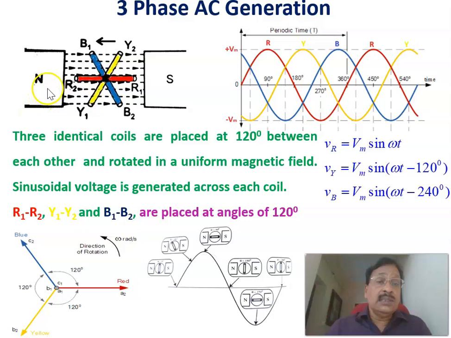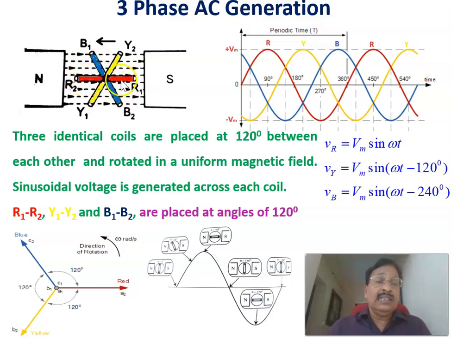Pictorially, this system is represented as three coils. They are kept in between two magnets, that is, a north pole and a south pole. A uniform magnetic field is there in between this north pole and south pole, and there are three coils.